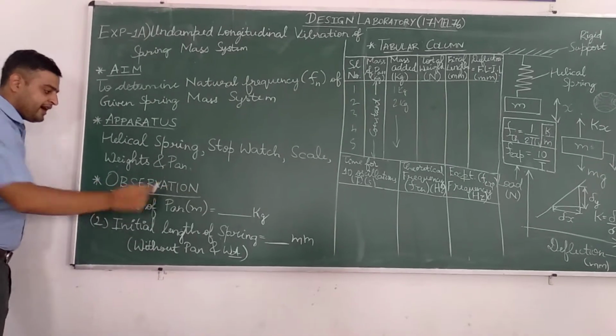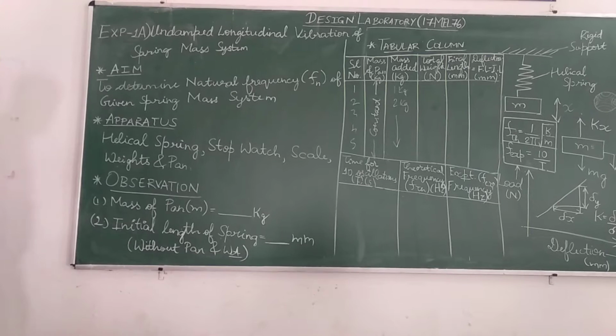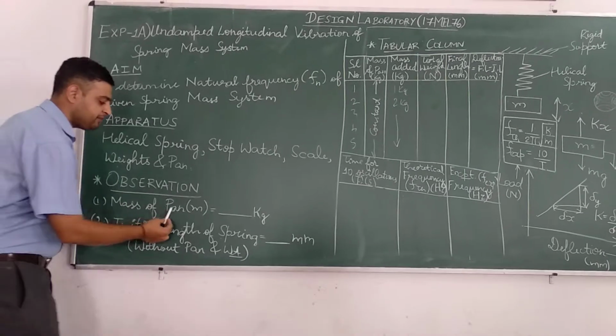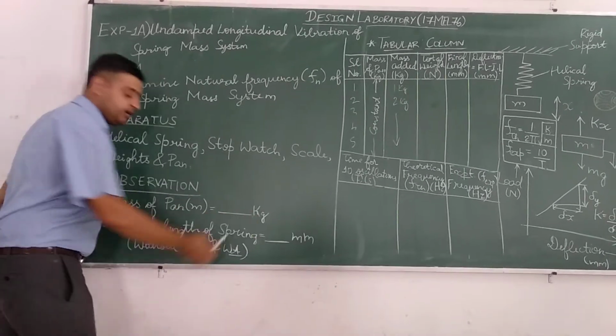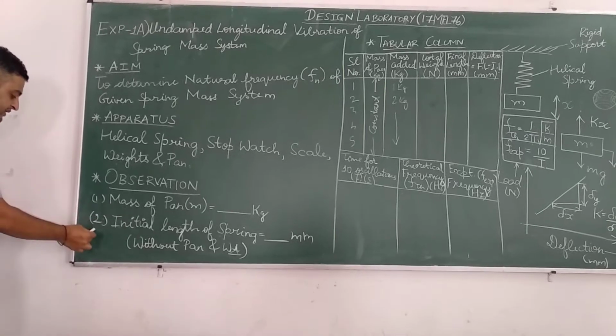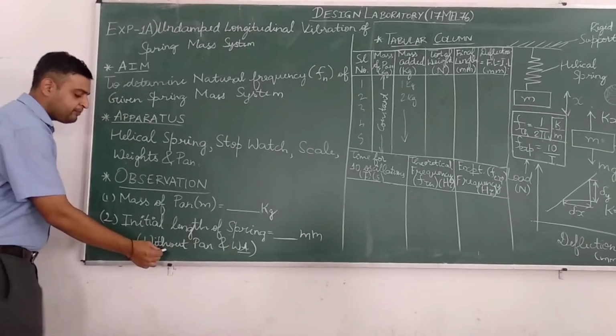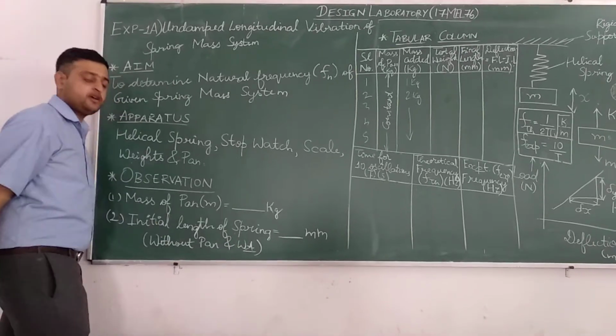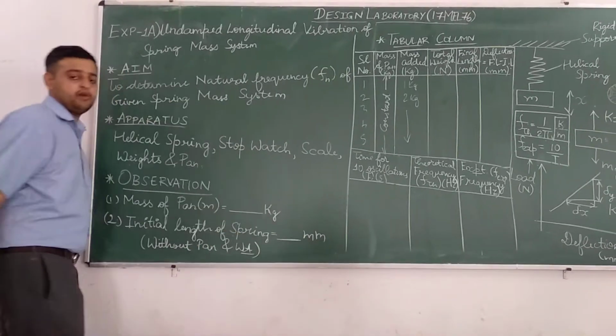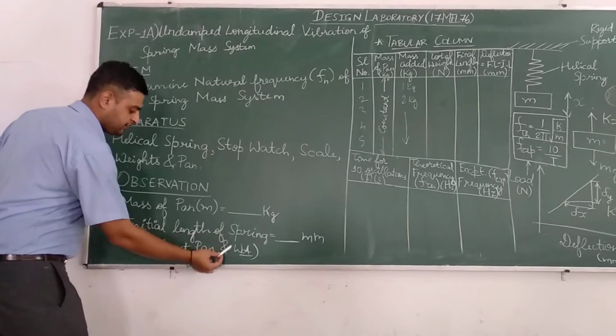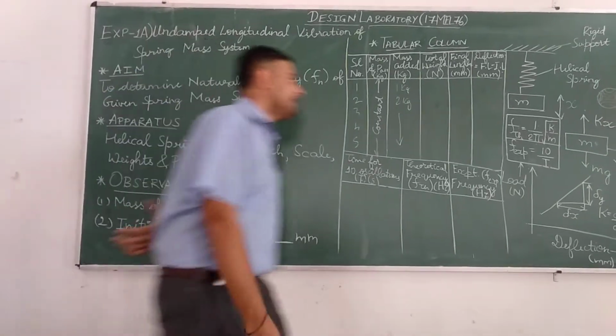Initially we have to make the following observations. The first one is the mass of the pan, which you note down in kgs. The next one is the initial length of the spring, that is without the pan or the weight. It is so much mm. We will make note of these two points before starting the experiment.